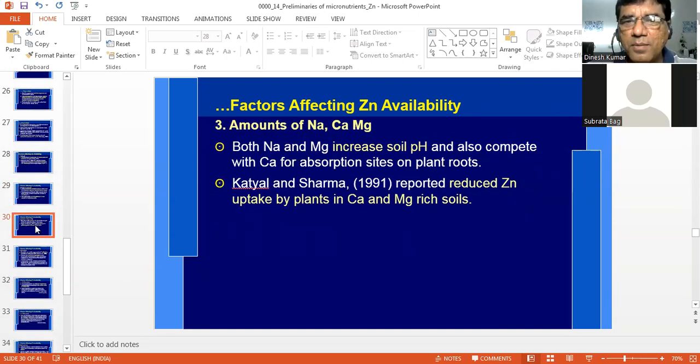Similarly, the amount of sodium, calcium, and magnesium also influences zinc availability. Both sodium and magnesium increase the soil pH and also compete with calcium for absorption sites on plants. Katyal and Sharma reported reduced zinc uptake by plants in calcium and magnesium rich soils. So if you have more calcium, more magnesium, more sodium in soil, zinc availability decreases.